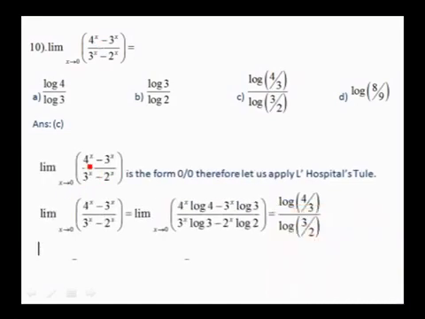Limit x tends to 0 of 4 to the power of x minus 3 to the power of x over 3 to the power of x minus 2 to the power of x. If you differentiate the numerator, you get 4 to the power of x into log 4, because the differential of a to the power of x is a to the power of x log a. So 4 to the power of x gives 4 to the power of x log 4, and 3 to the power of x differential is 3 to the power of x log 3. Denominator: 3 to the power of x into log 3 minus 2 to the power of x into log 2. Now you allow x to tend to 0, you get log of 4 minus log 3 over log 3 minus log 2, that is log 4/3 over log 3/2. So the option is C. C is the option.